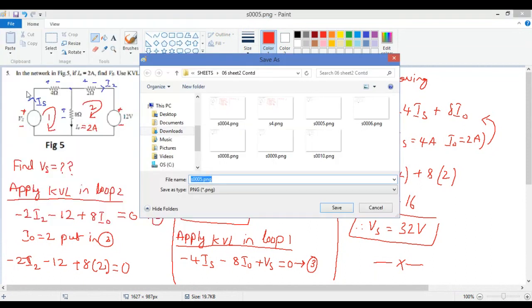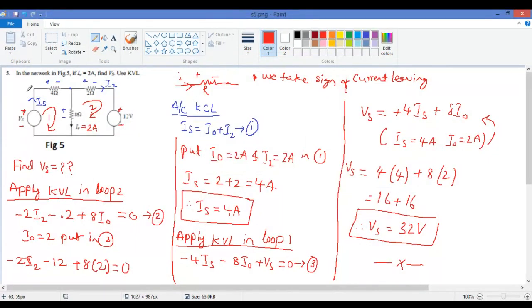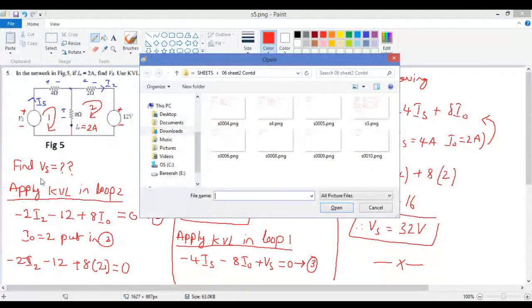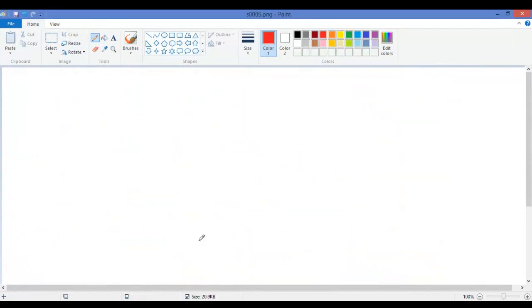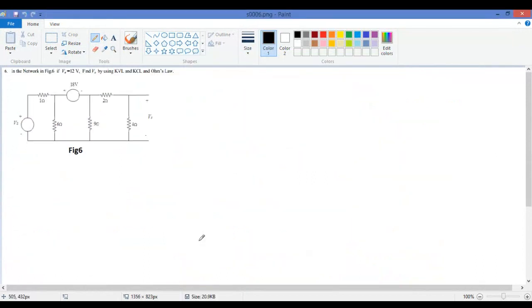So let me save this slide. Now we'll go to the sixth slide. Again, there is one more problem here. In the network in figure 6, V naught is 12 volts, given here.